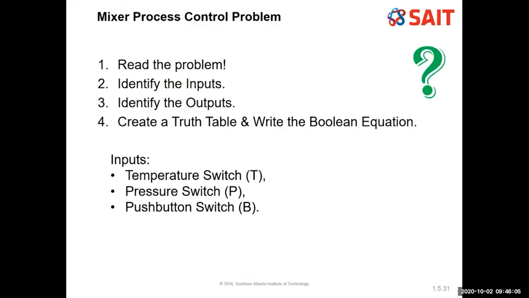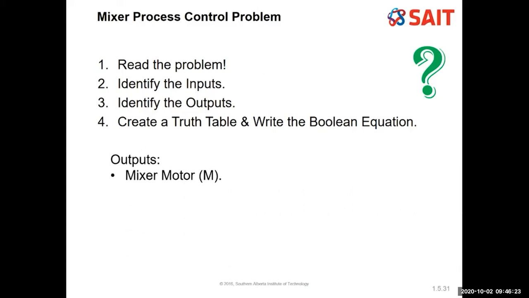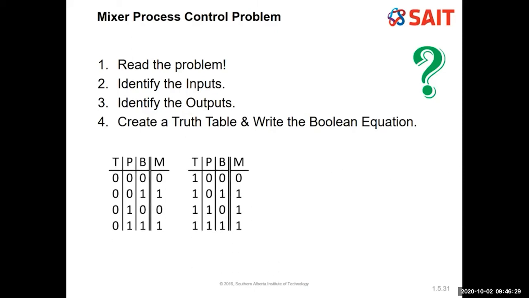I have my inputs. I'm going to assign them letters because I don't like writing in temperature switch and pressure switch and push button switch every time. In this case, I've just simply assigned the temperature switch is going to be a T, pressure switch in my schematics a P, and the push button switch will be B for button. My outputs. I've got a mixer motor. There's only one of them. I'm going to give that an M. Then I start building my truth table.